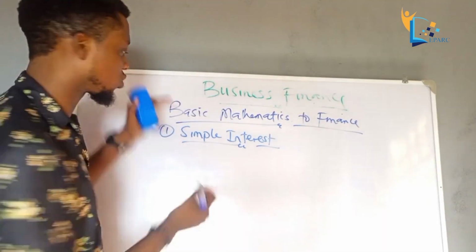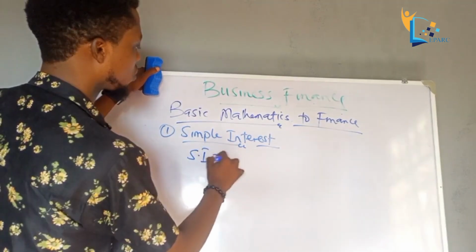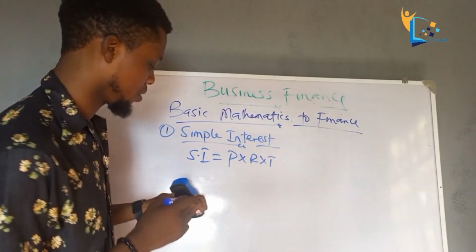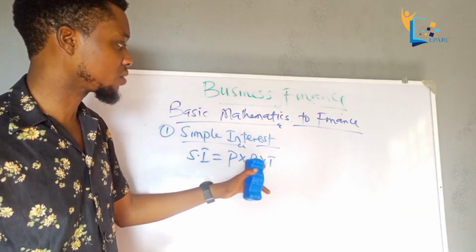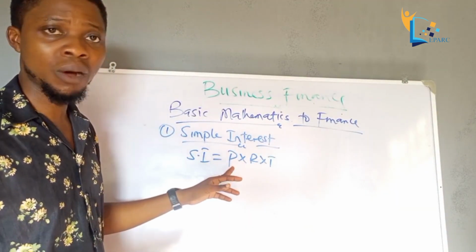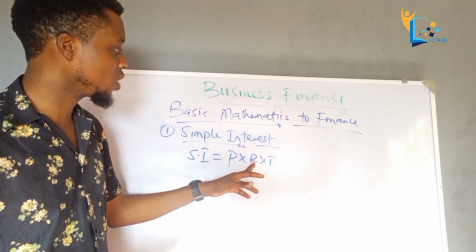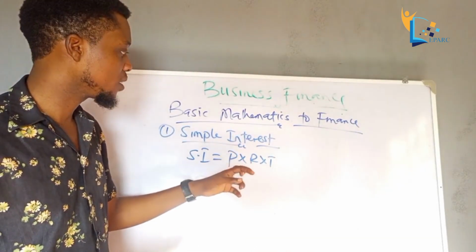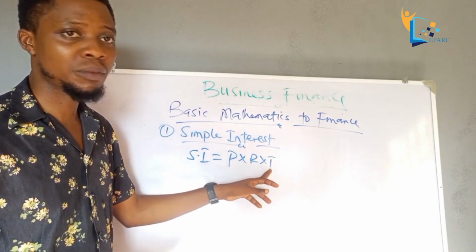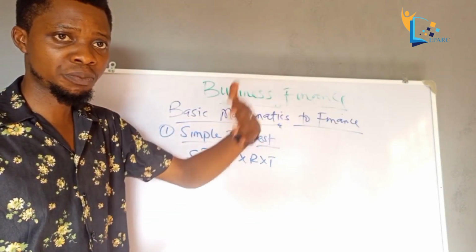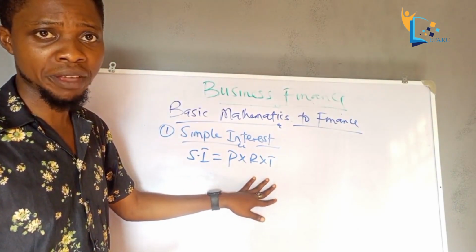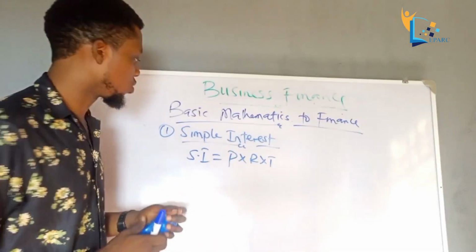It's usually expressed as simple interest is equal to principal times rate times time. Principal times rate times time. The principal is the amount, the rate is the percentage on which the interest is charged, and the time is the number of periods the money is expected to be paid back.